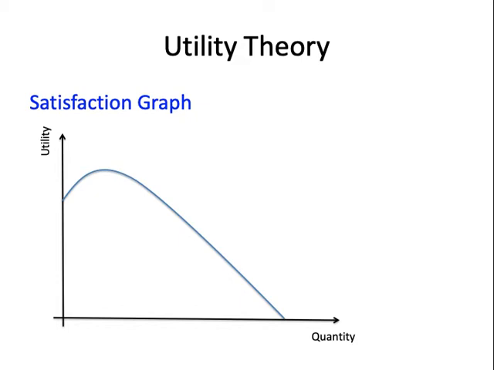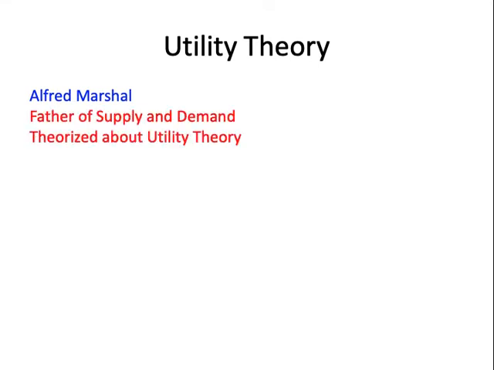Let's take a look at some of the definitions and some of the theory behind this. Alfred Marshall is the one who thought about utility theory. He is the father of supply and demand as well. He came up with some of these ideas for understanding human behavior and consumption choice. So what is utility? Utility is usefulness or satisfaction. How useful is something? How satisfied might you be by consuming it?